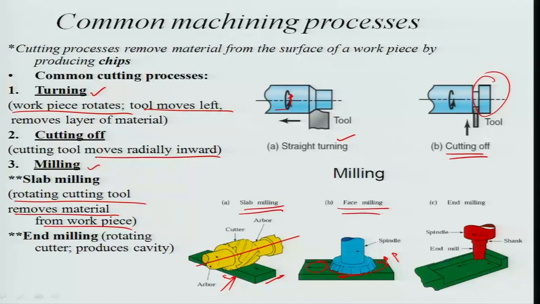So, in these particular examples, you can have a planar surface. Then you have end milling operations, where you can have a rotating cutter and it produces a cavity, as you can see here. So, these are different variants of the milling process.